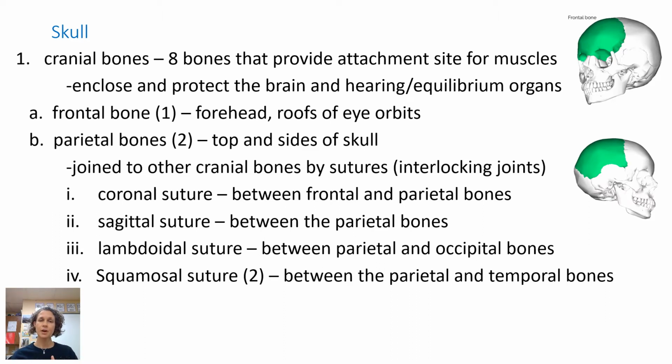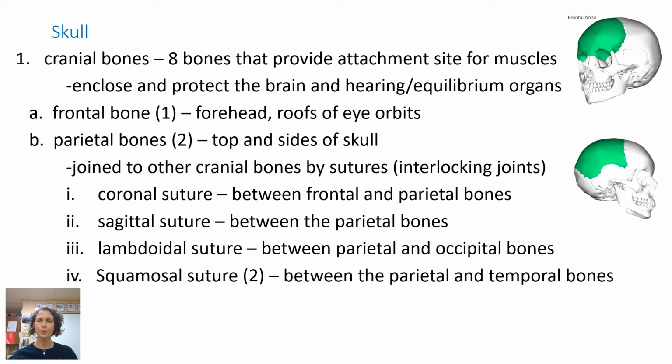The cranial bones also, like we've talked about before, are protecting your brain, which is a really big deal. Remember, you need a brain. It also is where your hearing organs are, your inner ear, and also your equilibrium, so your sense of balance.